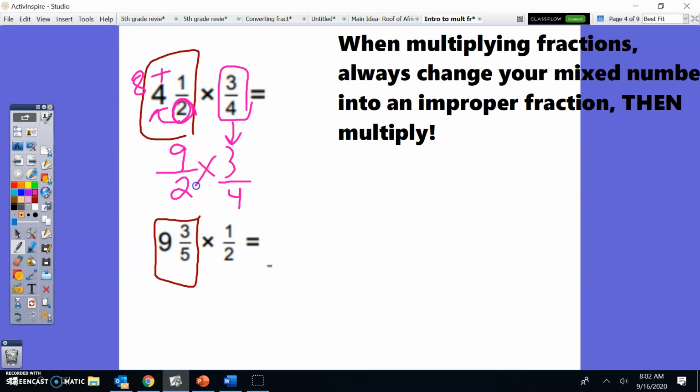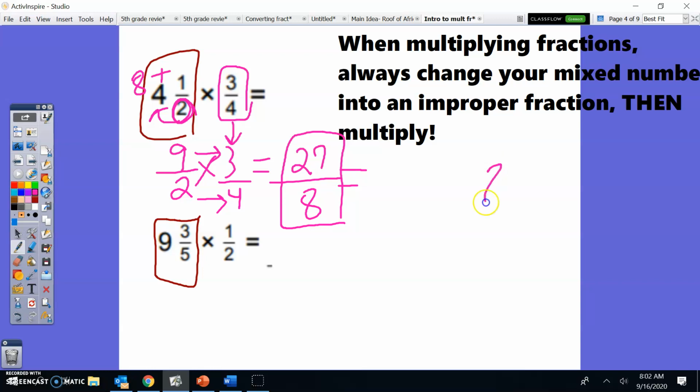And I'm going to multiply straight across. So 9 times 3 is 27. 4 times 2 is 8. So my final answer is 27/8. Now, what I'd like to do, when you have an answer as an improper fraction, is have your final answer as a mixed number. So I'm going to do that quickly here and set up my division problem.